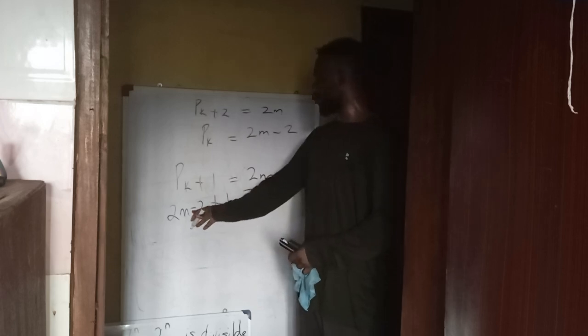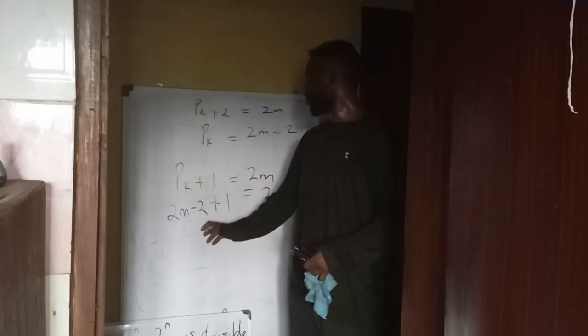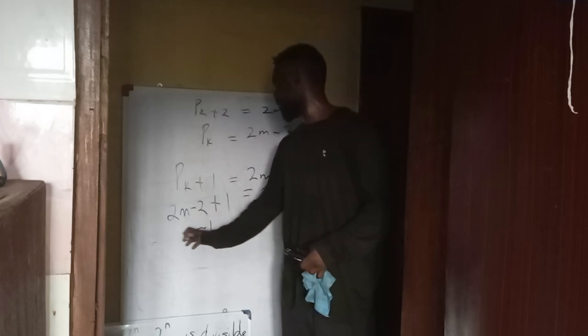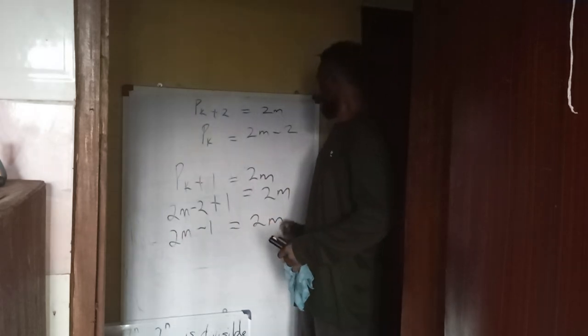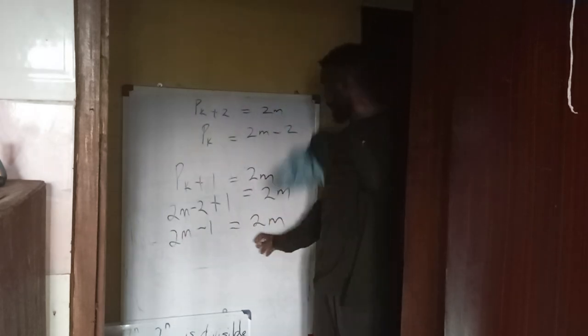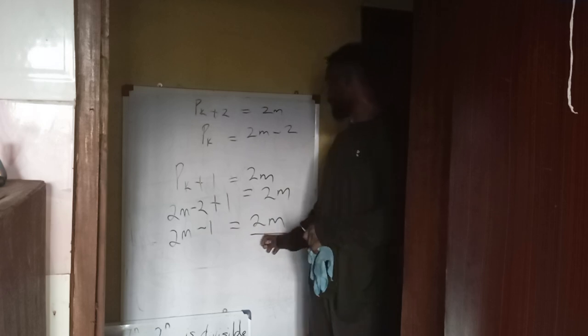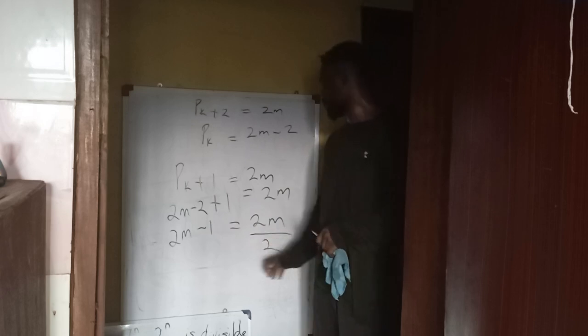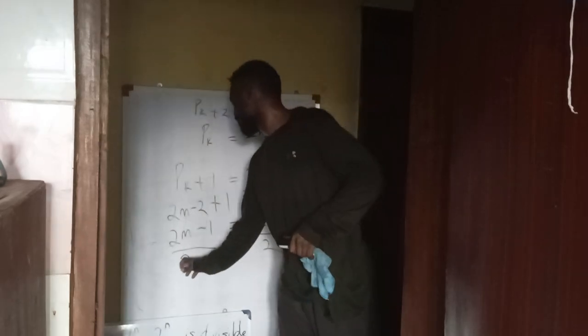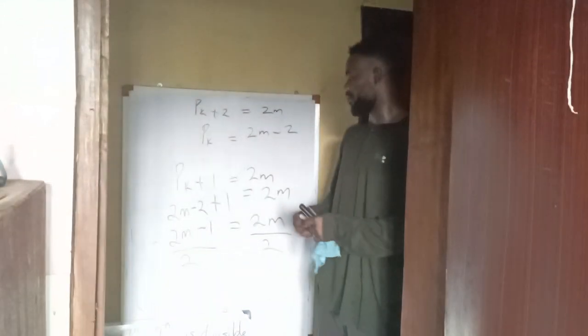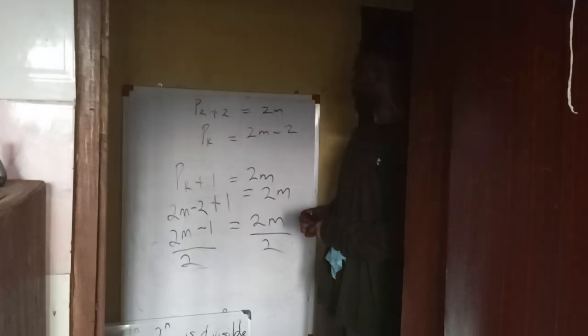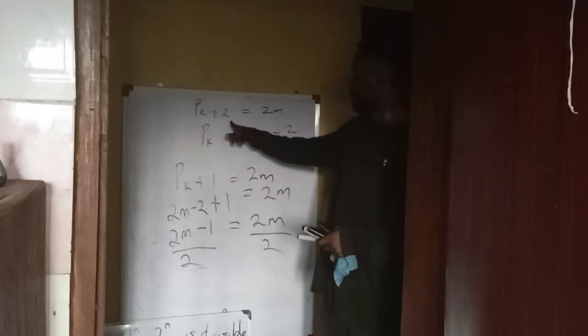At this end, you will see that I now have minus 2 plus 1. I have minus 1. Then 2m equals 2m. So what this means is that I can say divide both sides by 2. Divide both sides by 2. Notice we are using a random example.